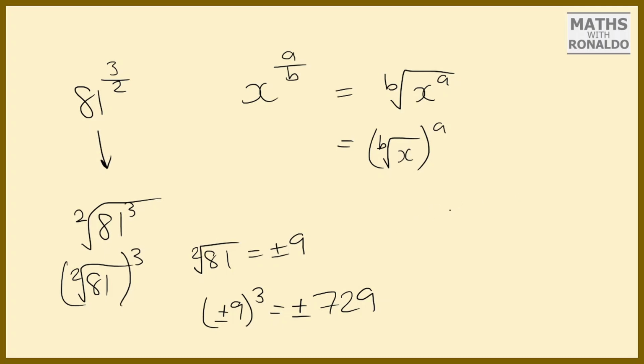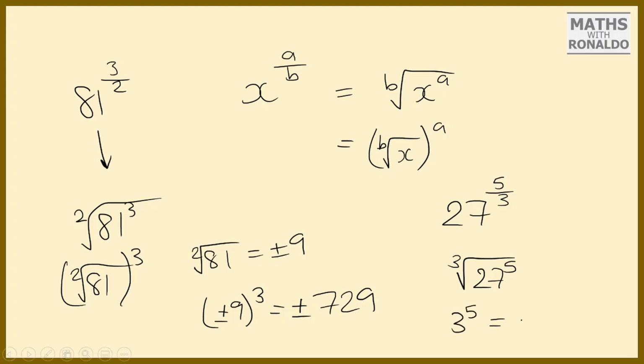Another example is 27 to the power of 5/3. 27 to the power of 5/3 is the cube root of 27 to the power of 5. Well, we can look at the cube root of 27 first, and then do the 5th power of that. The cube root of 27 is 3, and it's not minus 3 because it can only be 3. So 3 to the 5.